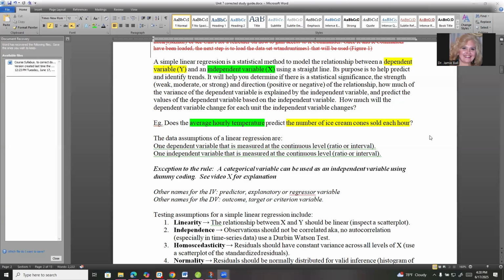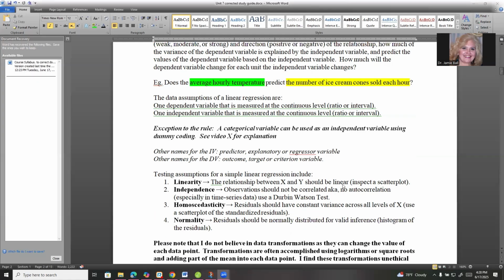Now, there is an exception to that rule, which will be discussed in a separate video. You can use categorical or grouping variables in regressions using something called dummy coding, and I will discuss that in a separate video. It's not discussed here. It's just possible. Okay, so the independent variable is also known as the predictor variable, the explanatory variable, or the regressor variable. The dependent variable is also known as the outcome, the target, or the criterion variable.